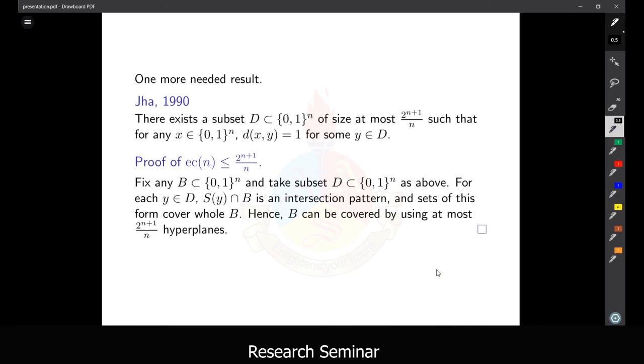So if we have such a result, then how do we proceed? So first we fix some subset B which we want to cover, and we choose a subset D as above. And now, for each point of the subset D, we know that the Hamming sphere around this point intersected with B is an intersection pattern. And also, because of the property of the subset D, we know that sets of this form cover the whole B. And in this way, we can use as many hyperplanes as there are points in the subset D. And we know that the subset D is of size at most 2 to the power n plus 1 divided by n. So this is our upper bound for the number of hyperplanes which we need.